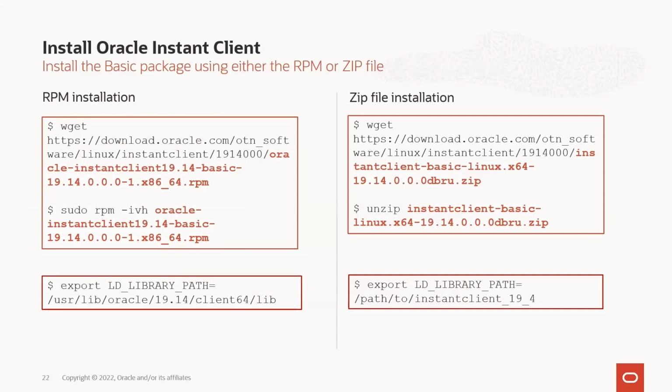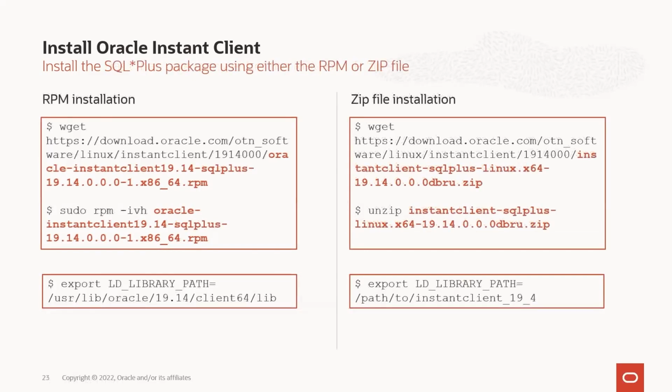Here are examples of both the RPM installation on the left and the zip file installation on the right. The RPM installation, you'll notice, gets installed to a hard-coded location. The zip file, you can install anywhere on your system that you like. Either way, you need to set LD_LIBRARY_PATH to the location where the Instant client files reside. And then, optionally, to install the SQL Plus package, same thing. You'll want to install that SQL Plus package to the same directory where you installed the basic package.